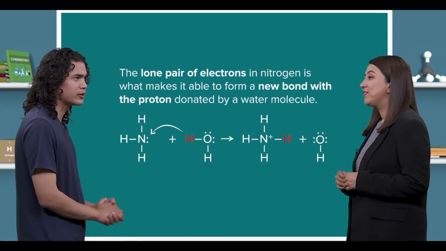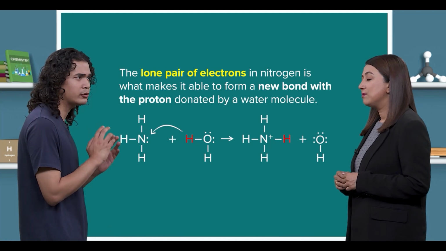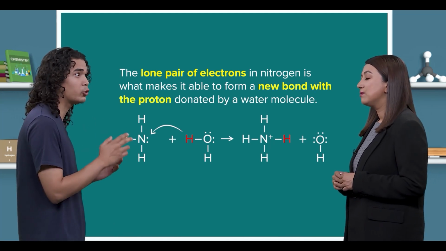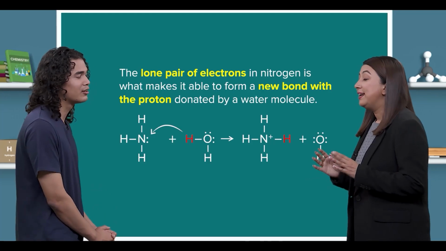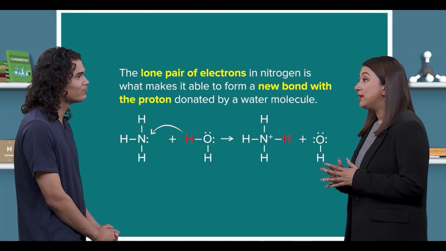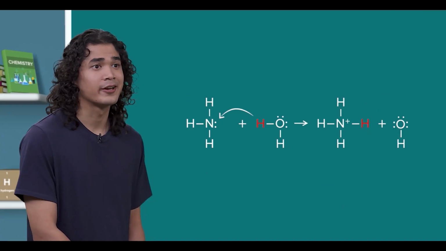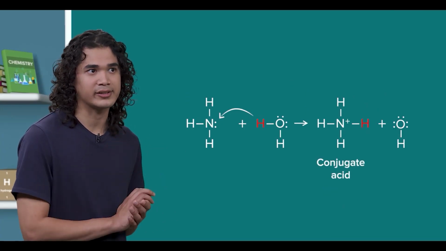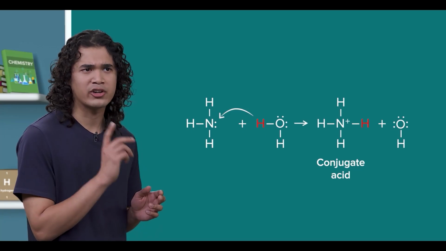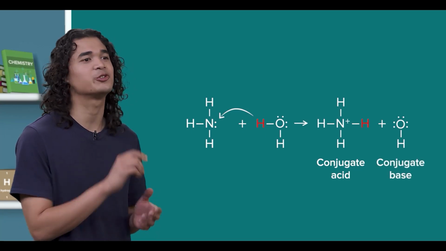So, teacher, the lone pair of electrons in nitrogen is what makes it able to form a new bond with the proton donated by a water molecule. Am I right? Absolutely. Now, can you name the conjugate acid and base formed in this reaction? The ammonium ion is the conjugate acid of the Bronsted Lowry base, ammonia, while the hydroxide ion is the conjugate base of the Bronsted Lowry acid, H2O.